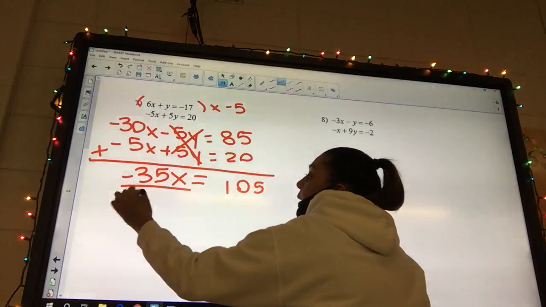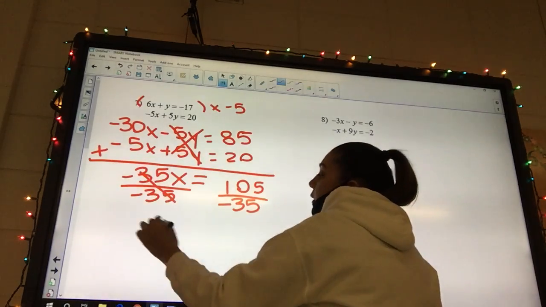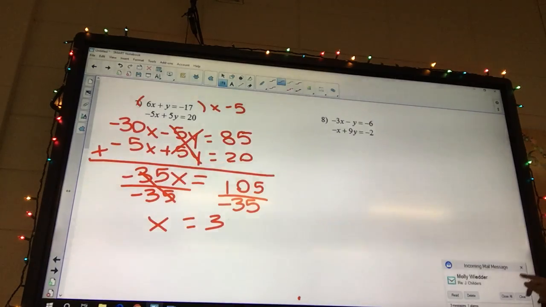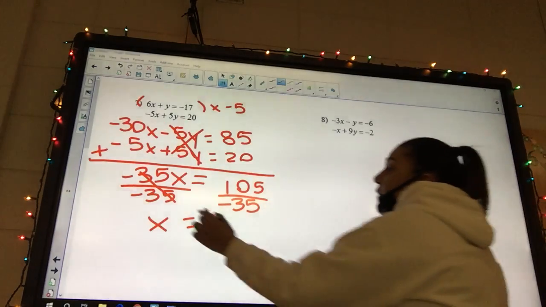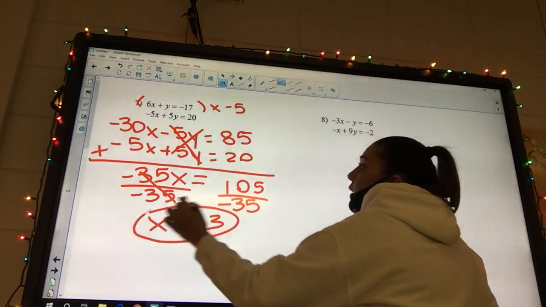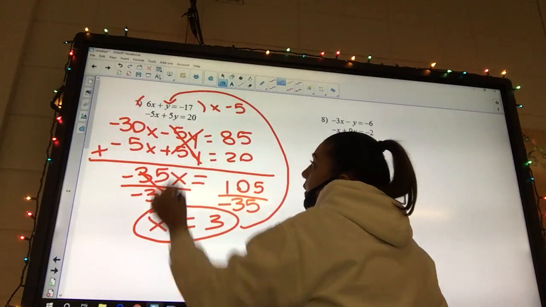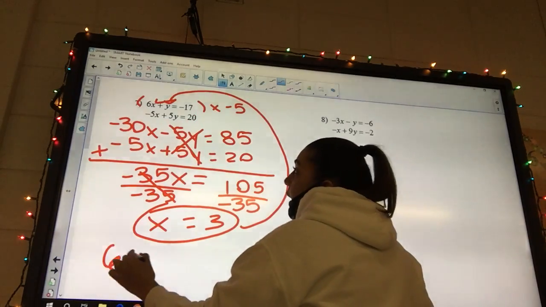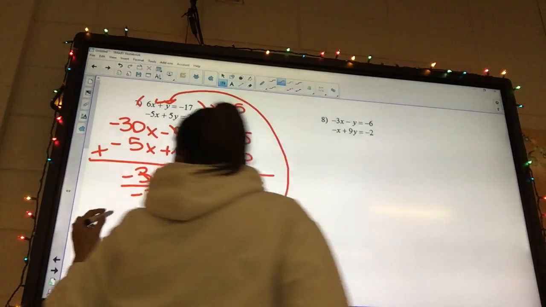Then we're going to divide by negative 35. So I have x equals 3. Okay, and then I gotta circle this, and we're gonna plug it in. I'm gonna plug it into equation 1, not for the y, for the x. So I got 6x plus y equals negative 17.